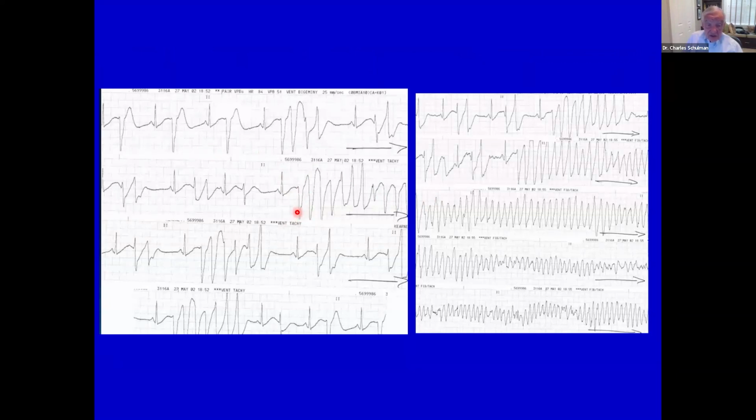The points are down, then up, then down, all in the same lead, and this deteriorates, as you can see, to ventricular fibrillation. She was successfully resuscitated. I don't have information after that.